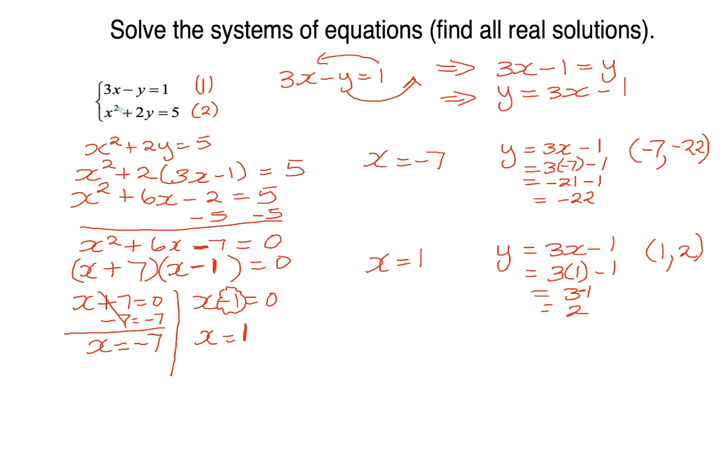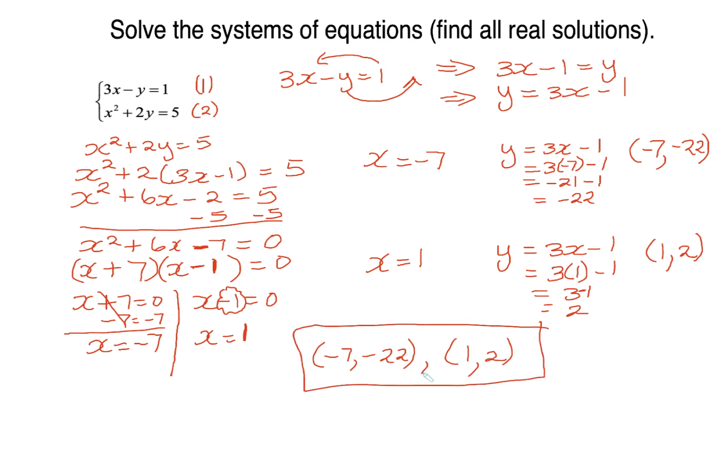So my solutions for my system of nonlinear equations are -7, -22 and 1, 2. And that's my answer. Now, if you want to check, you can. I'm going to check with the 1 and the 2.